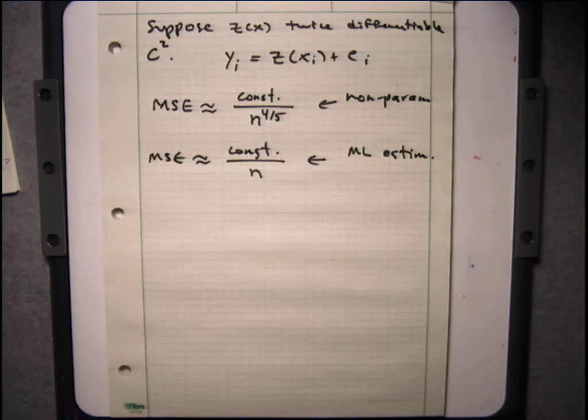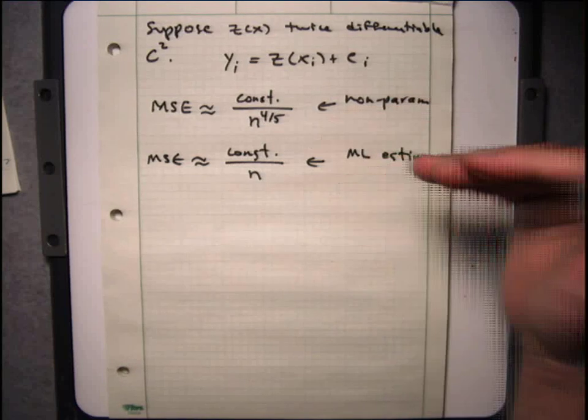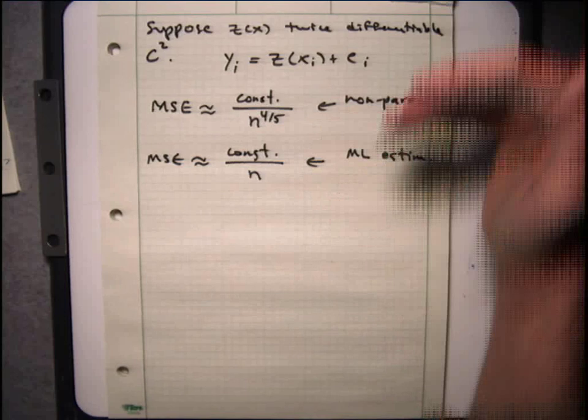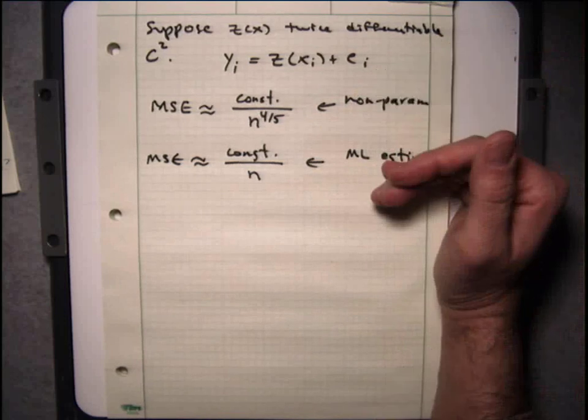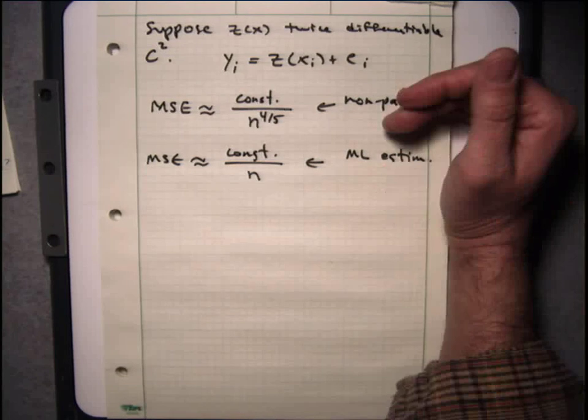Why do you think that is? One estimator, I mean, they both go to 0 eventually, but one of them goes to 0 slower than the other one. What's the main difference between these two types of estimators? One is parametric, the other one is non-parametric. Right? This is assuming a model. This is not assuming a model.